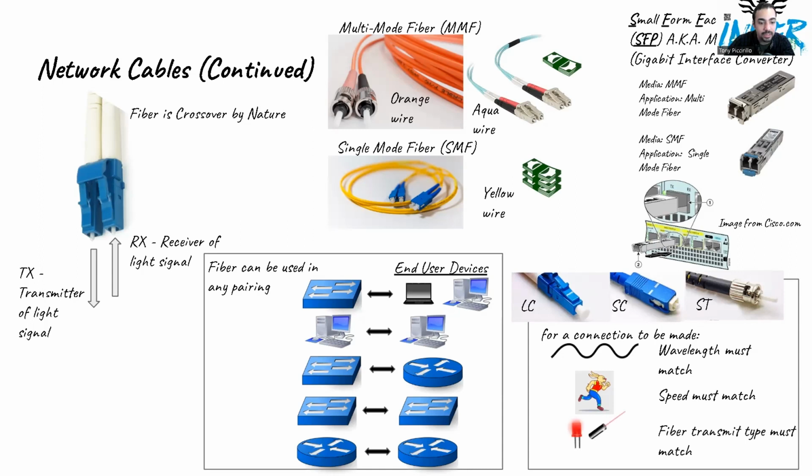Fourth is the fact that the network devices must also be able to receive and transmit the same speeds. And then fifth is the fact that the network devices must be able to send and receive the light signals from the same light source. That can be an LED light or a laser.